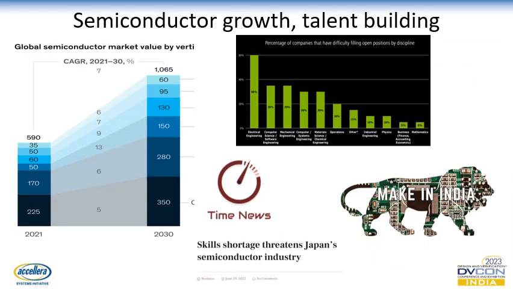So let's also look at the industry trends as we see them, especially globally. If you see the compound annual growth rate (CAGR), between 2021 and 2030 we see a phenomenal increase being predicted, from where we are today in 2021 at 590 billion to 1065 billion. That's the kind of numbers we're looking at. Again, there are a lot of detailed studies, and you also see on the top right corner the percentage of companies that have difficulty filling open positions. It's an interesting one, especially coming from an academic background.